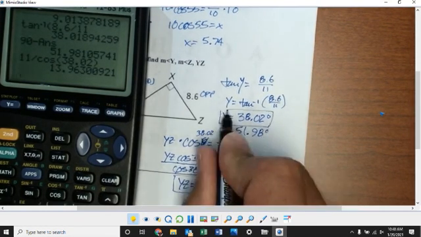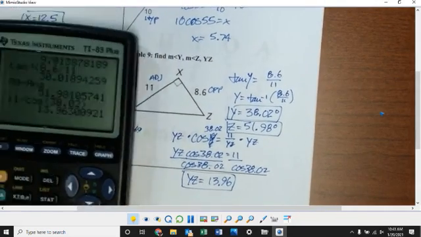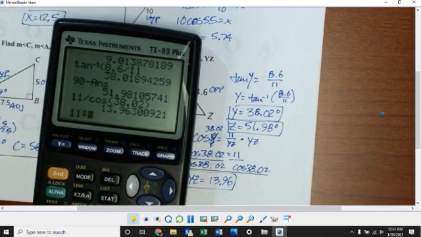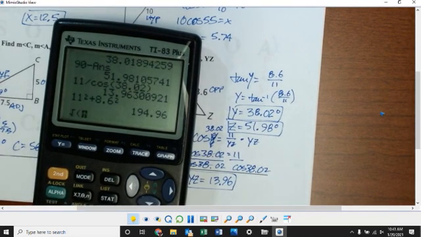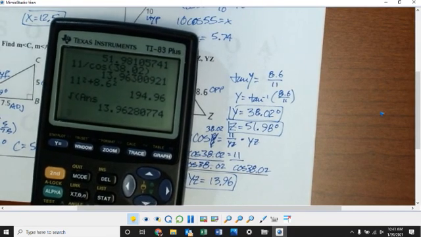There's Y, and angle Z. And again, let's check it using Pythagorean theorem. 11 squared plus 8.6 squared, and then take the square root of that. 13.96 again. Just a little bit of rounding error.